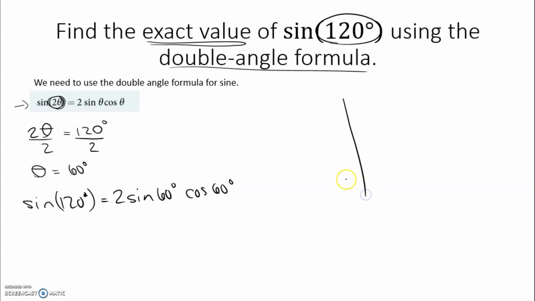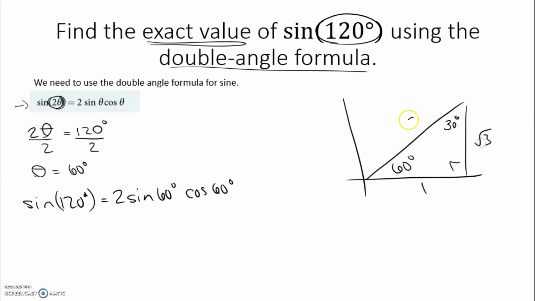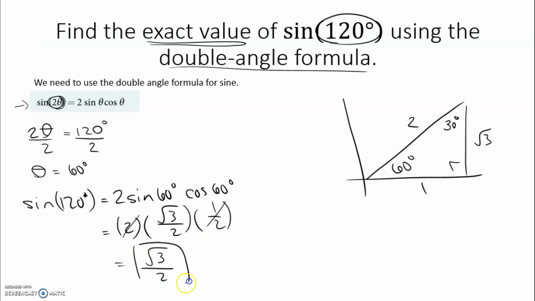Okay, so then we need a 60-degree angle. So 60, 90, and 30. It's going to be 1, square root of 3, and 2. So we got 2 times sine of 60. That's going to be the square root of 3 over 2 times cosine of 60, and that's going to be 1/2. Okay, now notice you've got a 2 and a 1/2, so half of 2 is 1, or they just cancel out, and I'm left with the square root of 3 over 2 as my final answer.